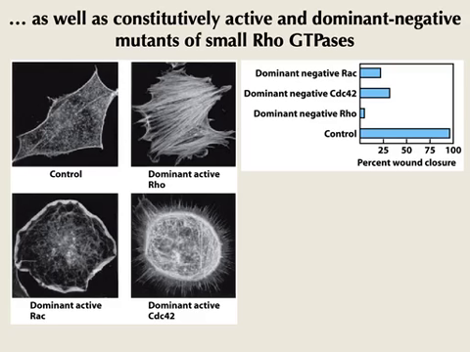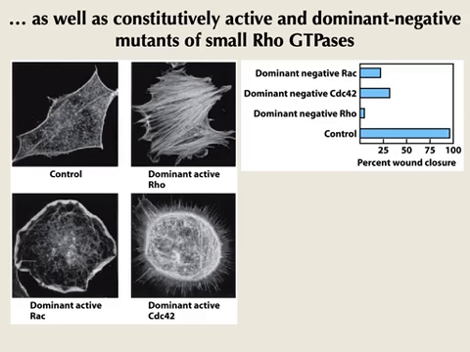Okay? Now, if you inhibit the function of any of these three GTPases and you quantify the wound closure in the scratch assay, interfering with the function of any one of them causes a reduction in the ability of the culture to fill the gap. Okay, so that suggests they are all required for cell migration.